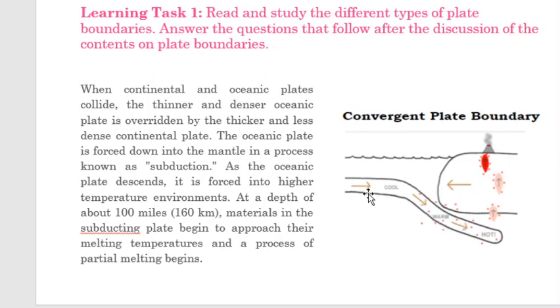As the oceanic plate descends, it is forced into a higher temperature environment at a depth of about 100 miles or 160 kilometers. Materials in the subducting plate begin to approach their melting temperature and a process of partial melting begins. As you can see, this part starts to melt and you can see here a magma chamber starting to form.